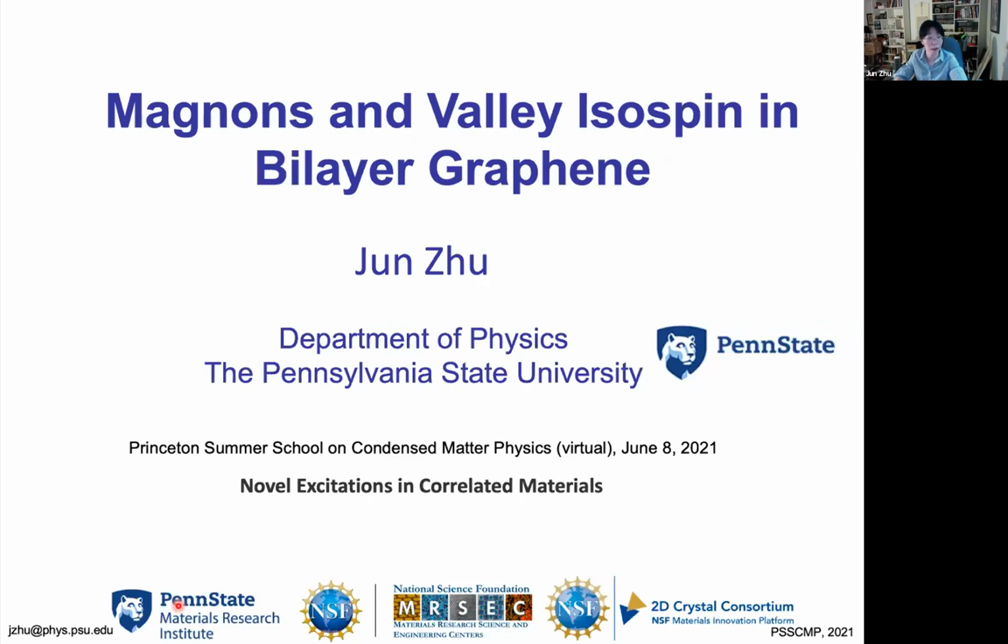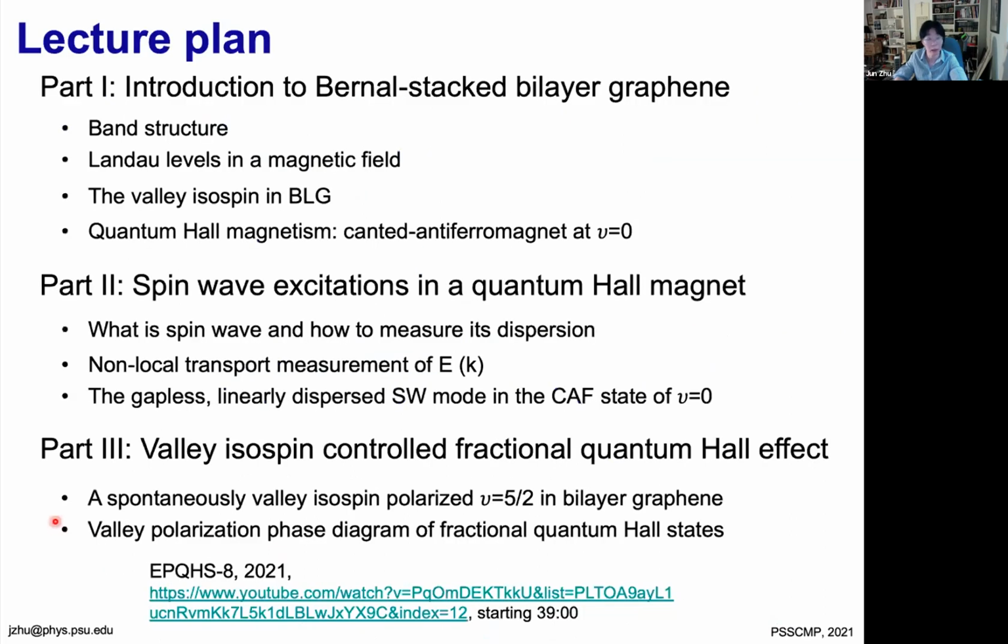Okay, so since this is a summer school, first of all, let me give you a brief overview of what I want to do. So part one of the lecture, I want to review some of the basic knowledge about Bernal stacked bilayer graphene, what its band structure looks like, the Landau levels in the magnetic field. I'll say a few words about how we define the valley isospin, how we manipulate it, and I'll tell you about a very interesting many-body state that happens at nu equals 0 in bilayer graphene. Turns out it forms a canted antiferromagnet.